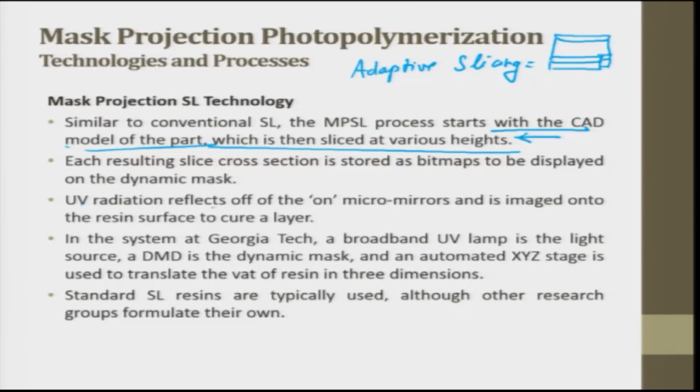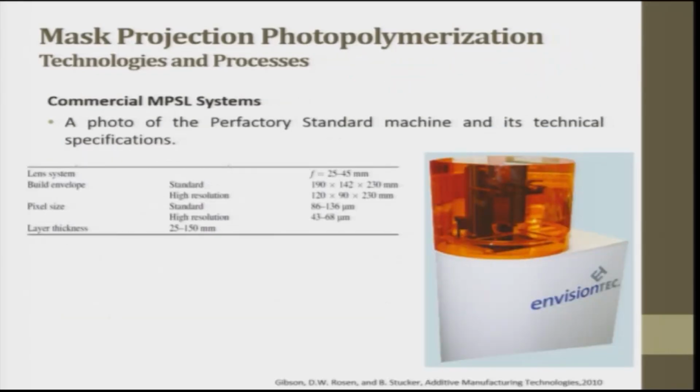UV radiation reflects off the micro mirror and is imaged onto the resin surface to cure it. In a system at Georgia Tech, a broadband UV lamp is the light source and a DMD is the dynamic mask. An automated XYZ stage is used to translate the vat of resin in 3 dimensions. Standard SL resins are typically used in this process. So this is how the process looks.